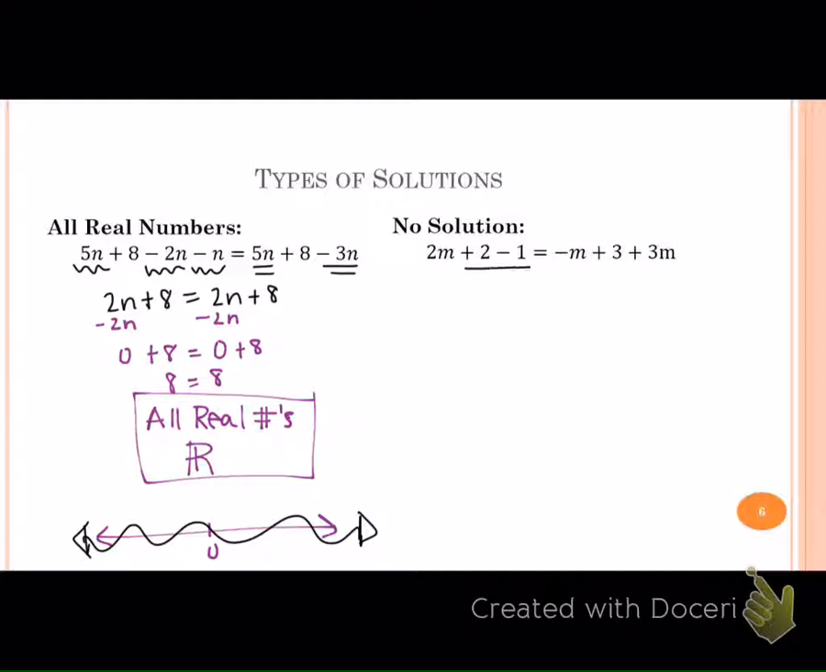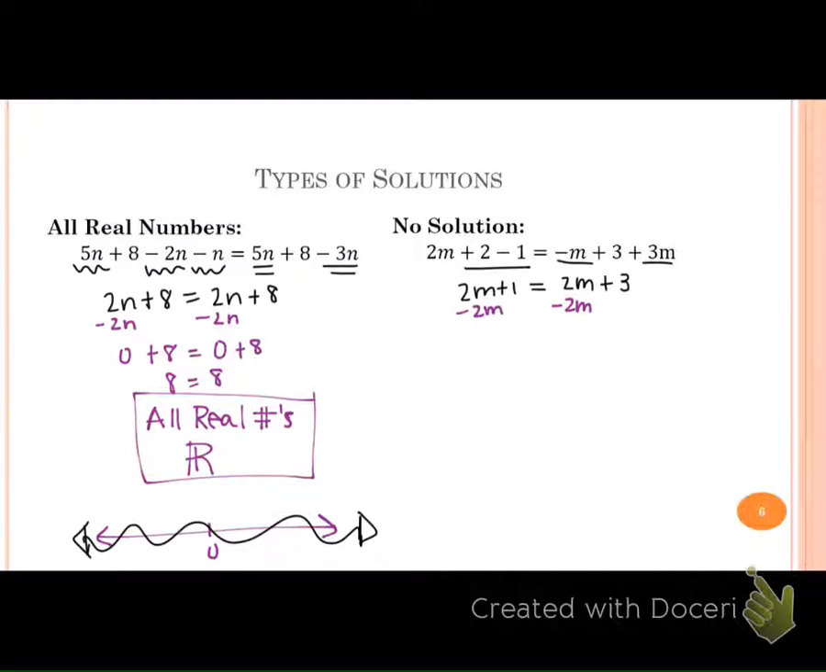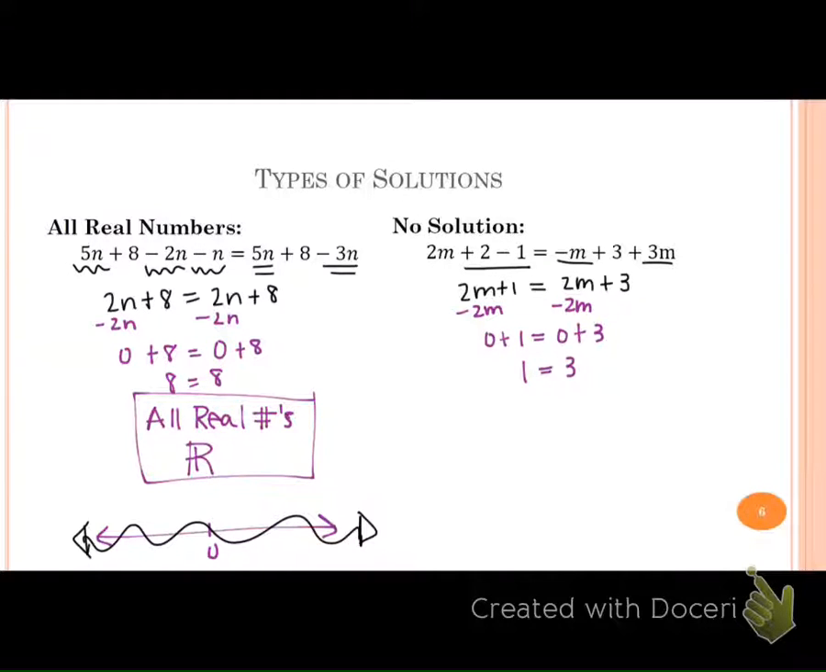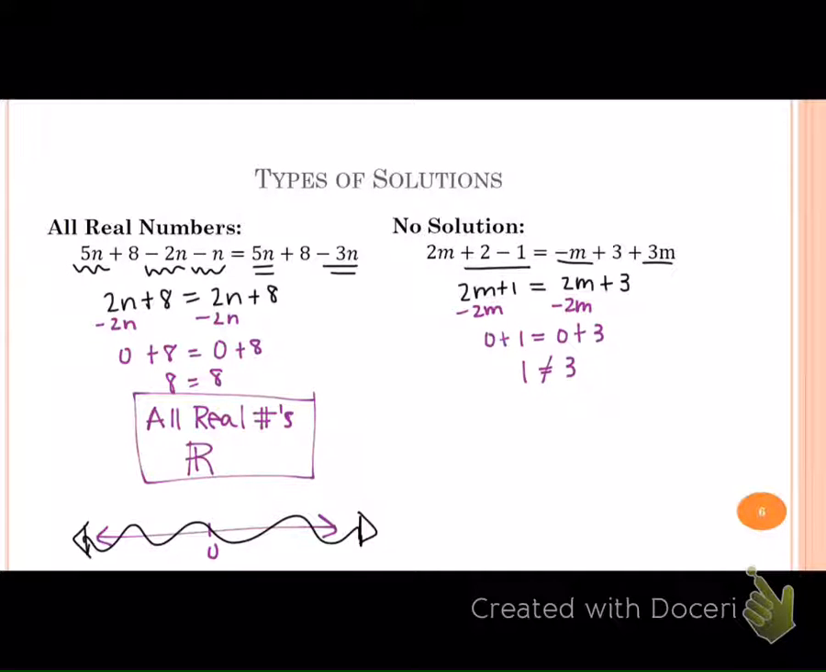Okay, so if we do the next one here, I have 2m plus 1 equals 2m plus 3. Go to move the variables to the left side, and I get 0 plus 1 equals 0 plus 3, so 1 equals 3. Is that true? No. So what do you think your answer is? This is no solution, because it's not true. So don't put false down, it's no solution.